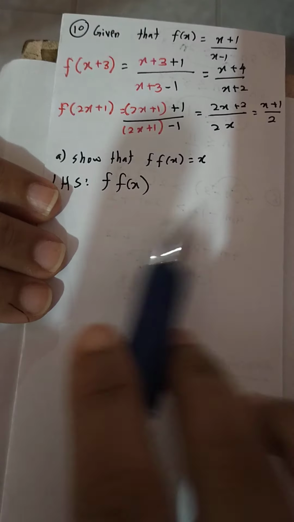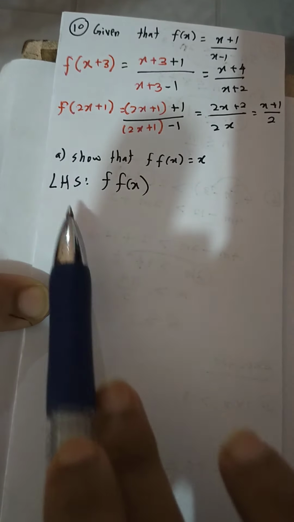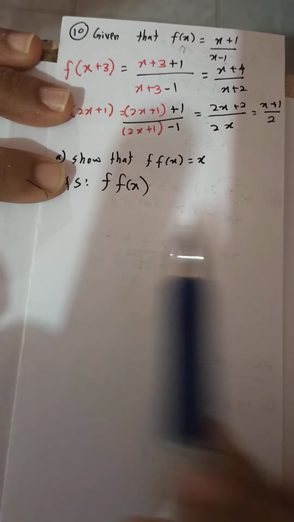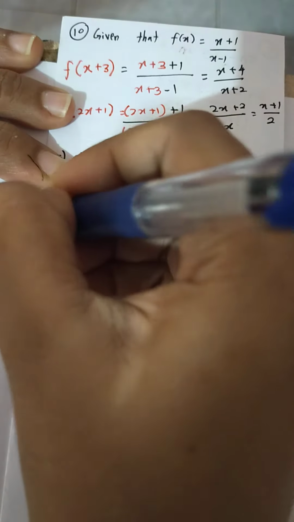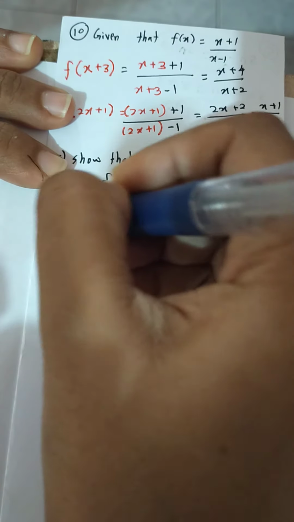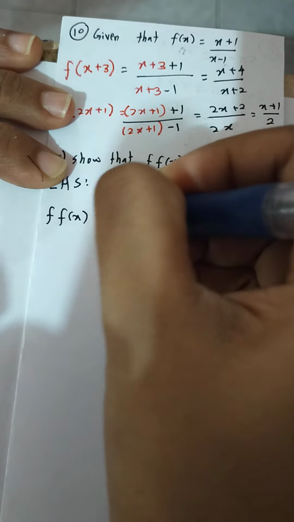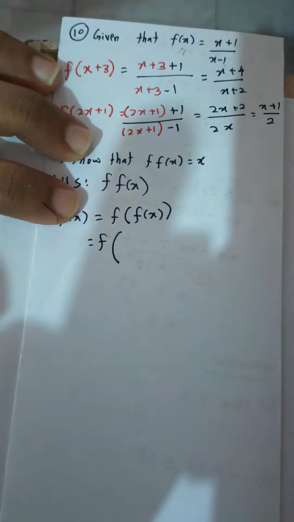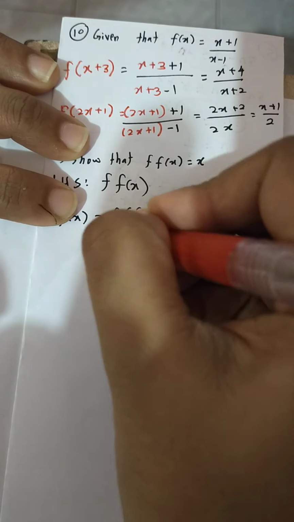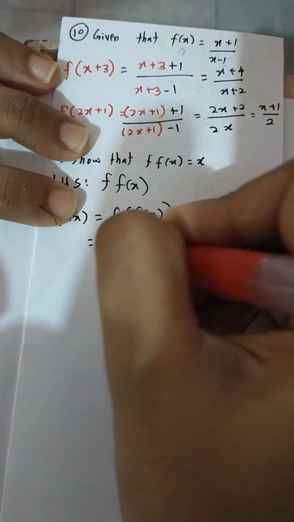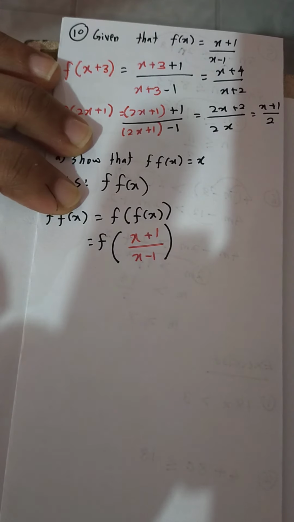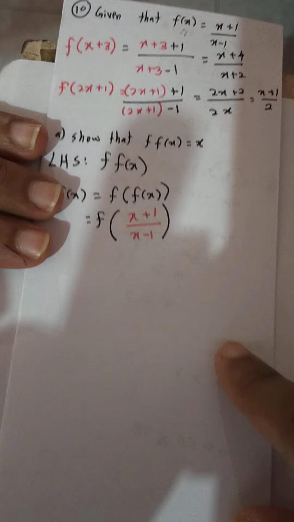From the given, if the question asks you to show, you will start from your left hand side. So let's say I have f of f of x. This means f is generated by f(x). So what is your f(x)? Your f(x) is (x plus 1) over (x minus 1). You might get confused a little bit because it is a fraction inside a fraction, but you have to be careful with it.